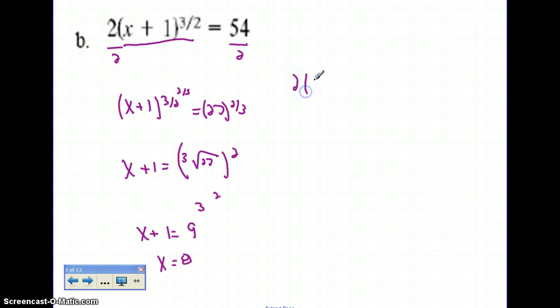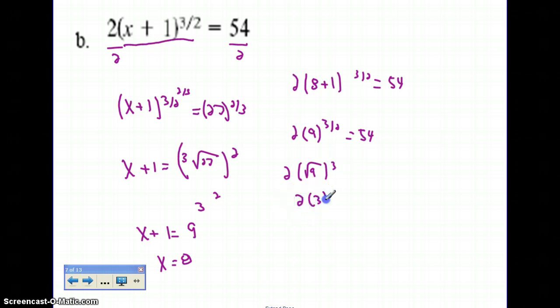So I'm checking 2 times 8 plus 1, to the 3/2, which should equal 54. That's 2 times 9 to the 3/2 should equal 54. That's 2 times the square root of 9, to the 3rd. So that's 2 times 3 to the 3rd. That's 2 times 27, which equals 54.